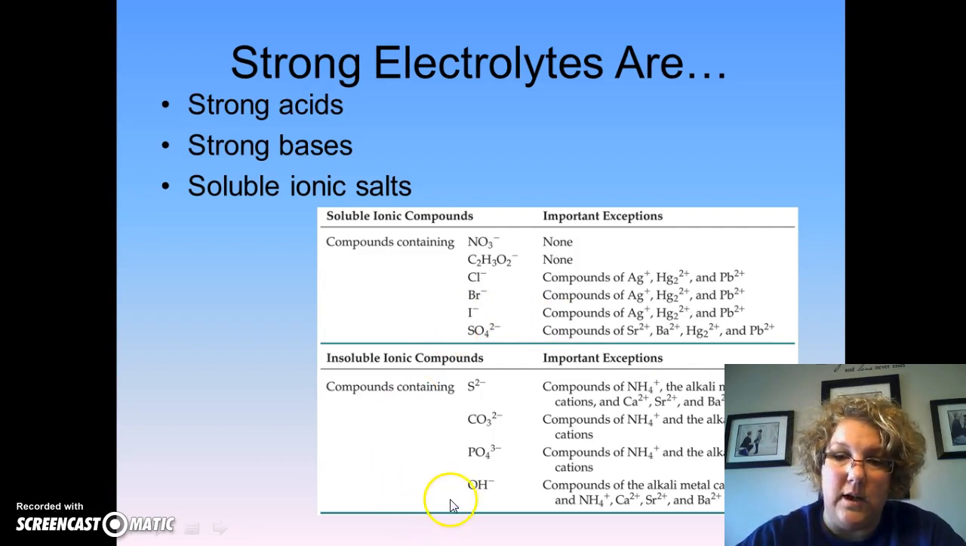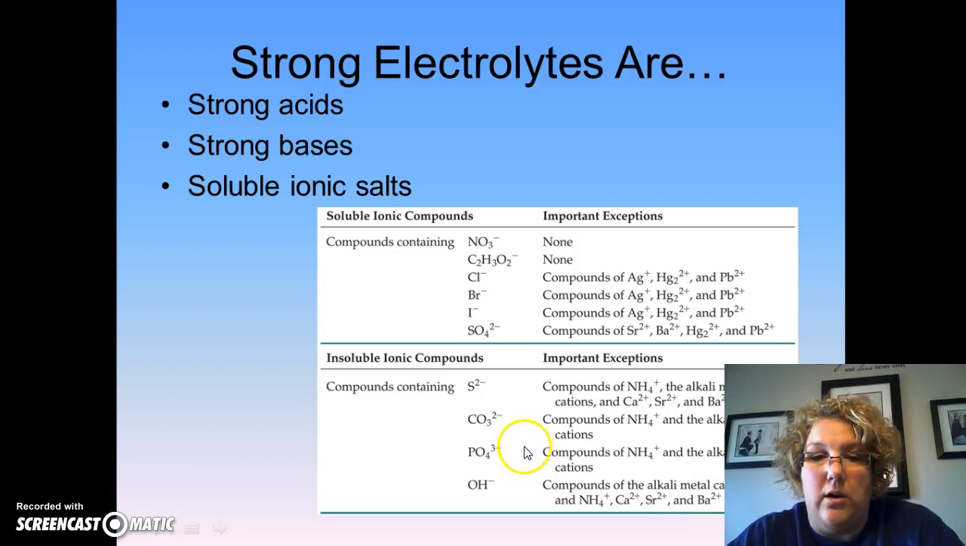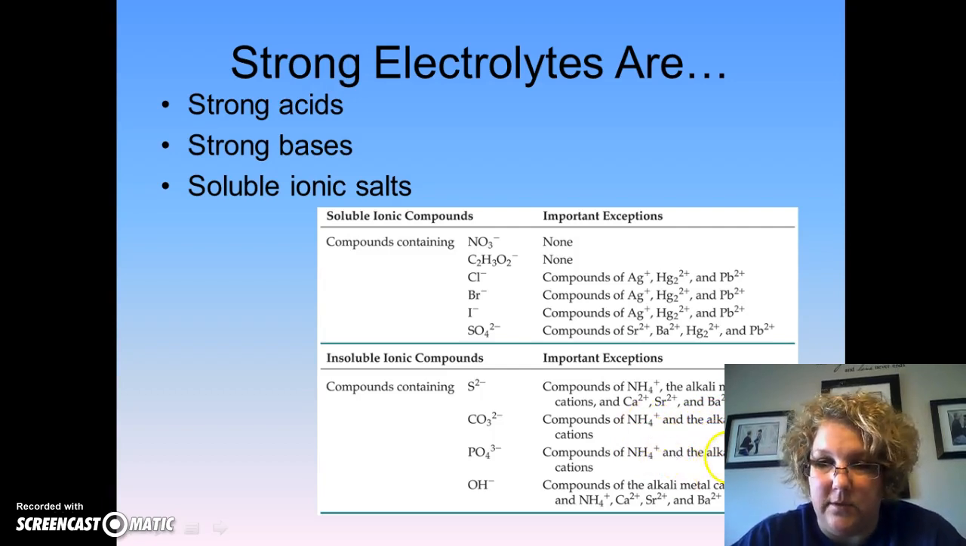Let's jump down to hydroxide since it follows the same rules. Hydroxide compounds tend to not be soluble. They don't want to dissolve in water unless they're with a group 1 metal or ammonium or the bottom of group 2: calcium, strontium, and barium. Now, carbonate and phosphate follow the same pattern. They are insoluble with the exception of when they're with ammonium or any group 1 metal. That's the only exception, the group 1 rule.